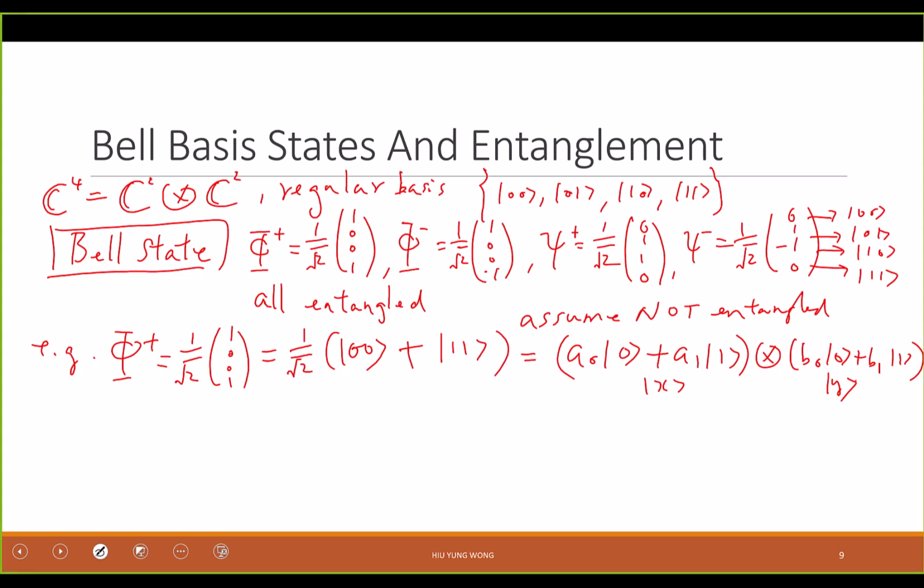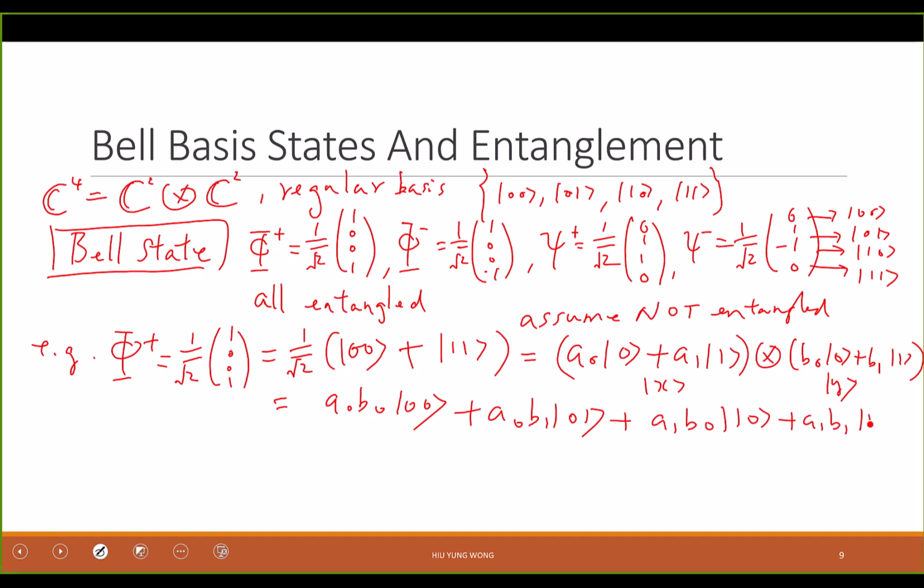Now, if I can write them, then of course I can further expand it. This equals A0 B0 |0 0>. Just a multiplication. Again, a 5th grader can do it, except that you need to treat the tensor product as a regular product. Plus A0 B1 |0 1>, plus A1 B0 |1 0>, plus A1 B1 |1 1>. Is that okay? Just a regular multiplication.